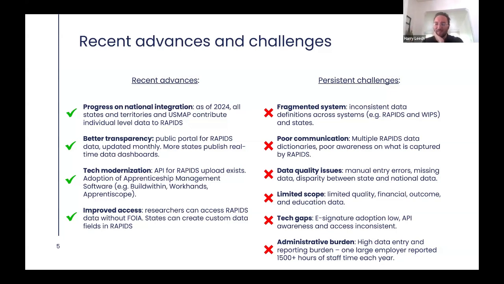And to give a bit of a sense of the consequences of all this, and the scale of administrative burden, we spoke to one large employer who reported they were spending about 1,500 hours of staff time each year on data collection, monitoring, reporting. Simply put, that's time that's not being spent on program improvement or growing a program. So yeah, lots of issues we picked up.